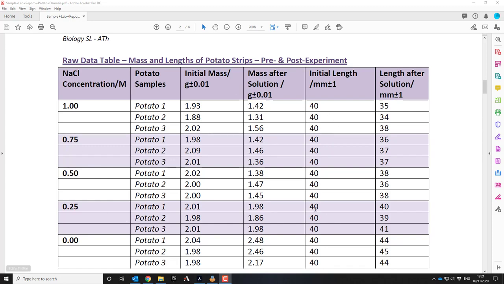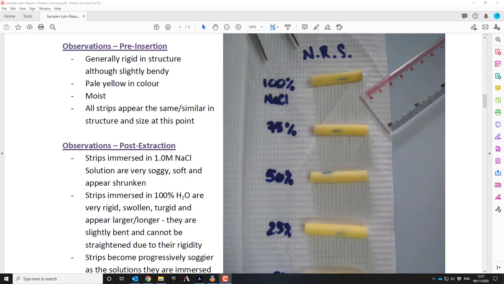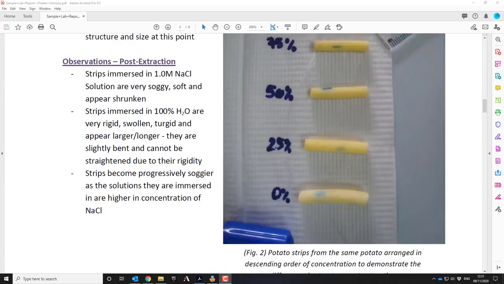So this is the original collection of data. There's some observations. Rigid in structure, bendy, not bendy, whatever. The ones in high salt concentration, they shrink and are floppy. The ones in pure water, they end up very rigid.